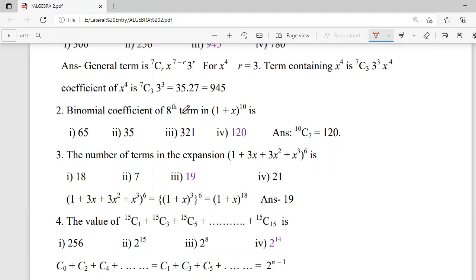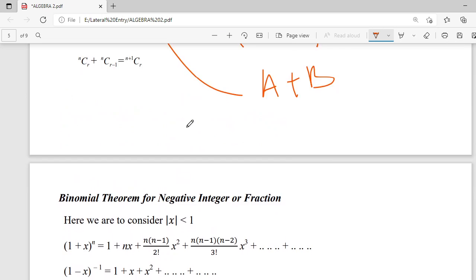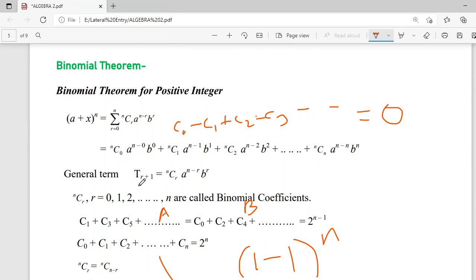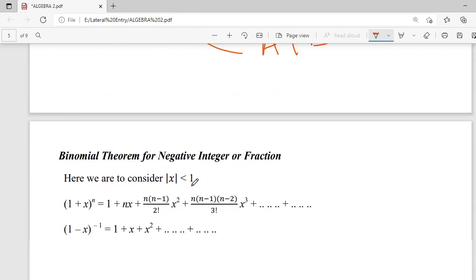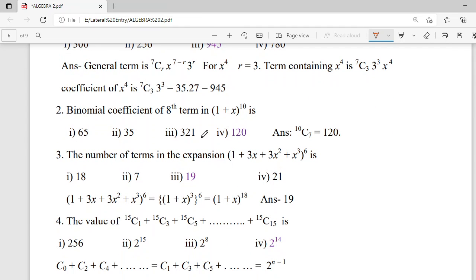Then the binomial coefficient of the 8th term in this one. The 8th term means r plus 1 is 8, so it is T(r+1) with r equal to 7. So you write r as 7 here.